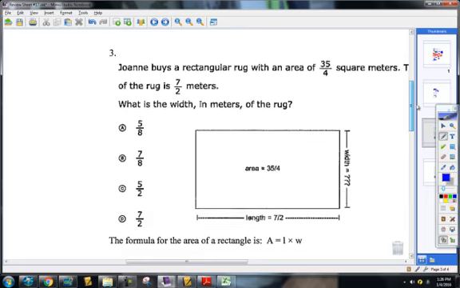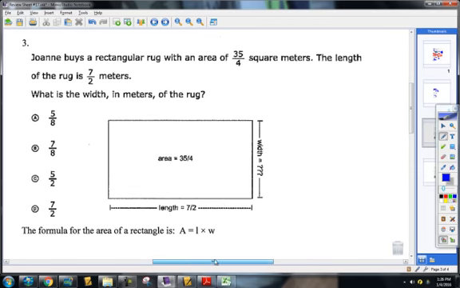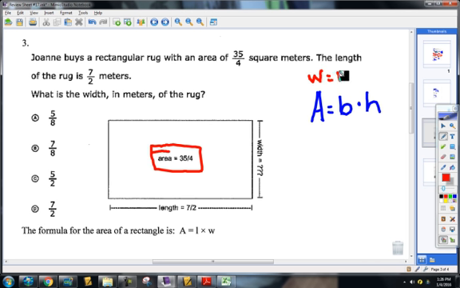All right. This one, tricky question. This was a part question from last year. Here's a rug. We know that the area formula for a rectangle is area equals base times height. What's different here is it's giving us the area. So I would like to remind you of this: whole equals part times part.